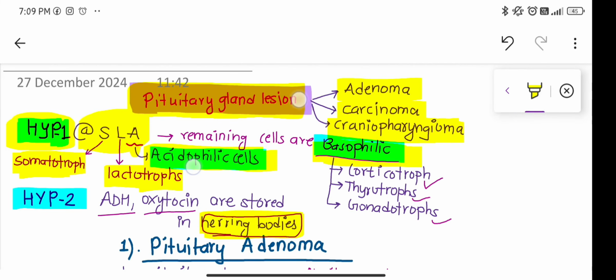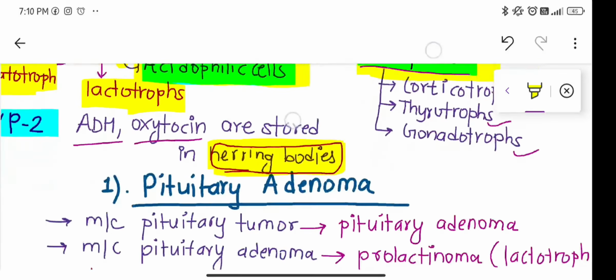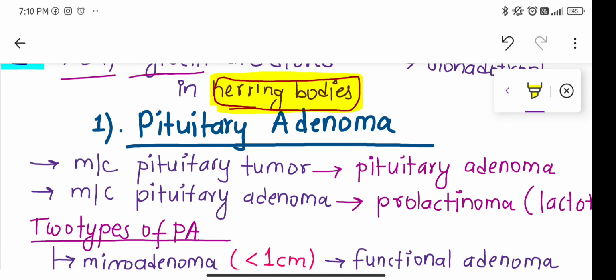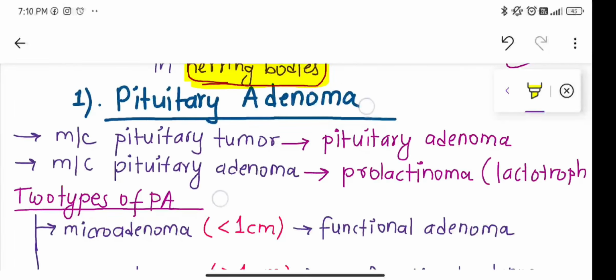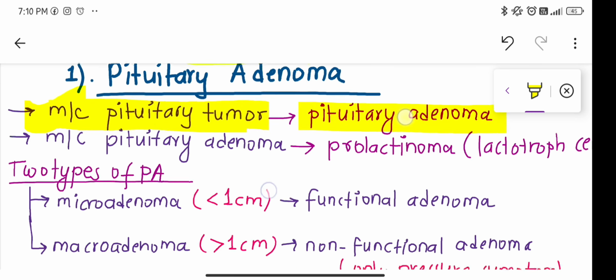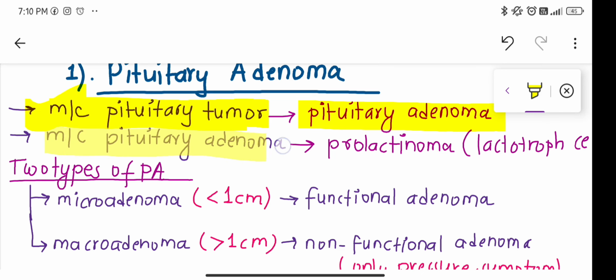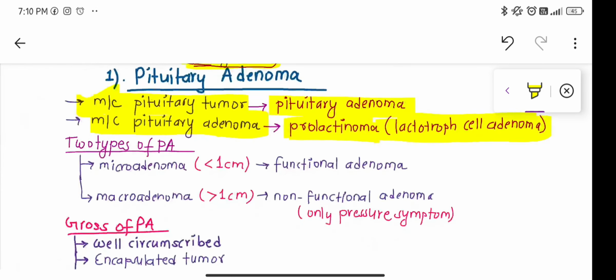Now, under pituitary gland lesion, we have discussed pituitary adenoma, pituitary carcinoma and craniopharyngioma. First we have pituitary adenoma. Many questions are asked on this topic. The first question will be: the most common pituitary tumor is pituitary adenoma. The next question: the most common pituitary adenoma is prolactinoma, also known as lactotrope cell adenoma.